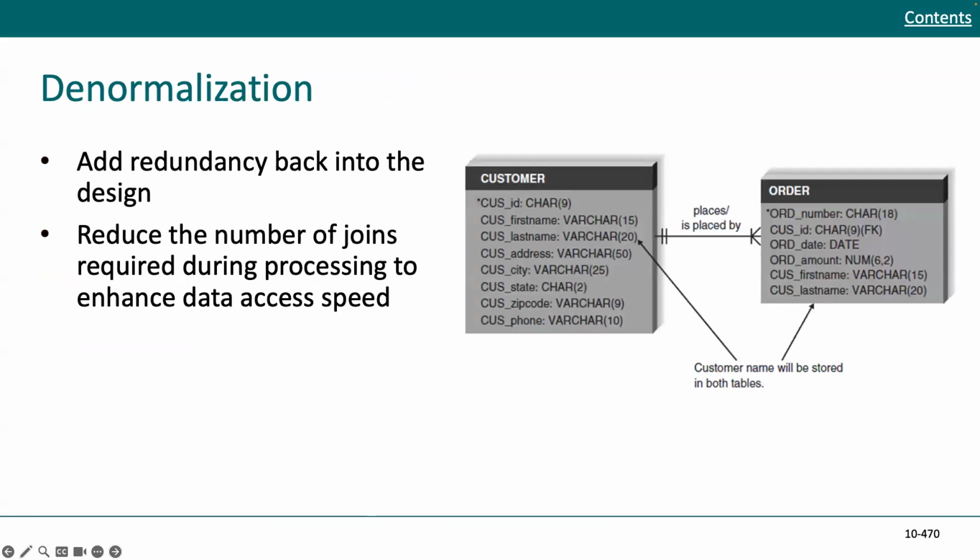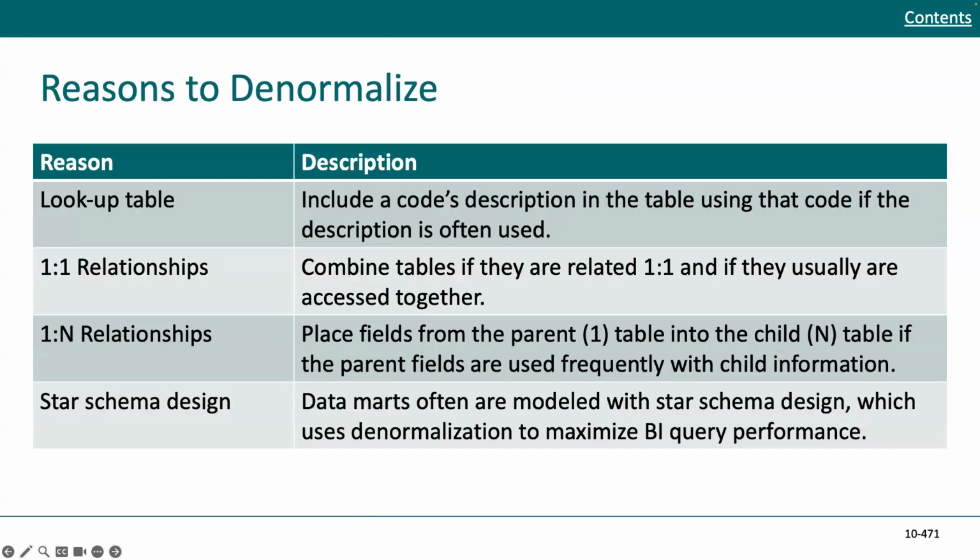Okay, we have talked about normalization before. So what would be denormalization? We're adding redundancy back into the design, because we're trying to make things faster. Redundancy may help, although it may seem a little bit counterintuitive. We reduce the number of joins required during processing to enhance data access speed. Whether you think of it as buffering or having a cache so that we can make things run faster, that is what we're thinking about when we're looking at denormalization. So what are the reasons for denormalization?